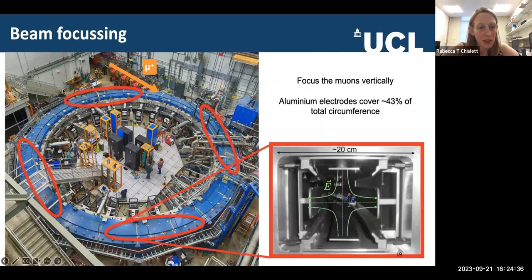Then in addition, we have quadrupole magnets, electrostatic quadrupoles, to focus the beam. Otherwise, it would diverge vertically and we wouldn't be able to store the muons as long. There are 4 sets of quadrupoles around the ring, and it covers nearly half the total circumference. This basically squeezes the beam down so that we can store the muons for longer.